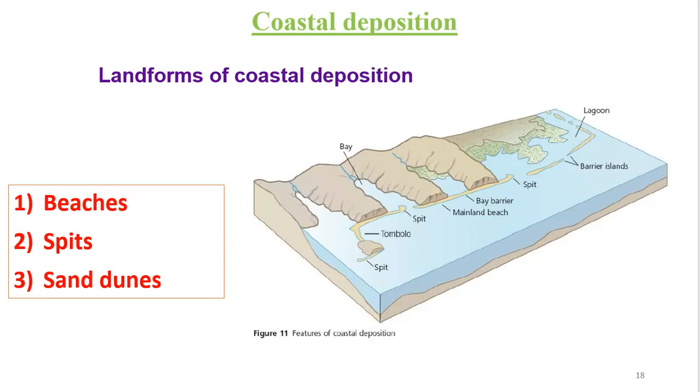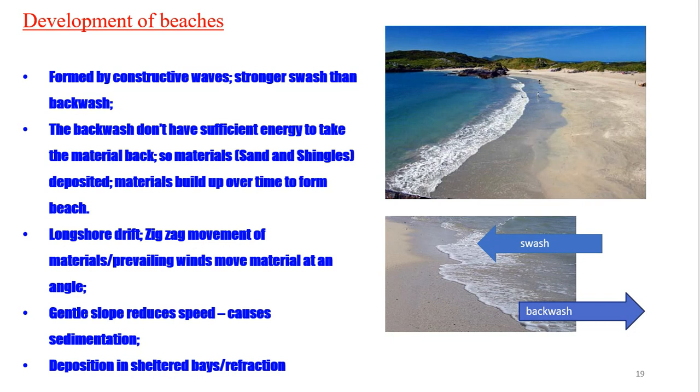Now, we have coastal depositional features. How are they formed? The depositional features are beach, spits, and sand dunes. So quickly, development of beach. Beaches are developed by constructive waves. They are formed from constructive waves, so stronger swash and weak backswash. Formed by constructive wave where you have stronger swash and a weak backwash, the backwash doesn't have sufficient energy to take the material back. So the materials such as sand and shingles are deposited. So the material builds up over time to form a beach.